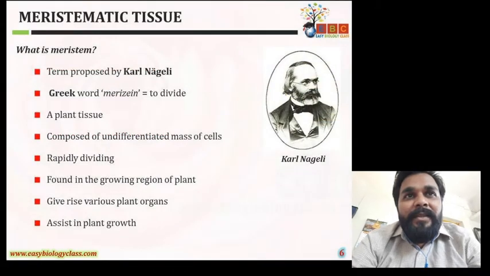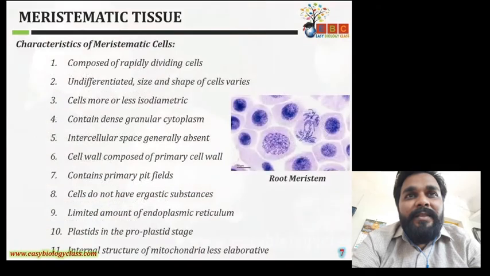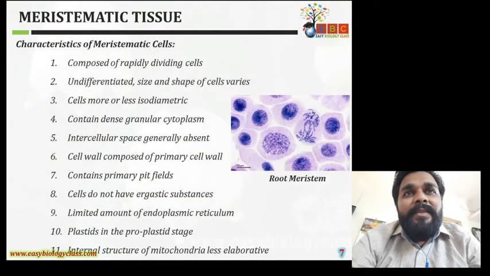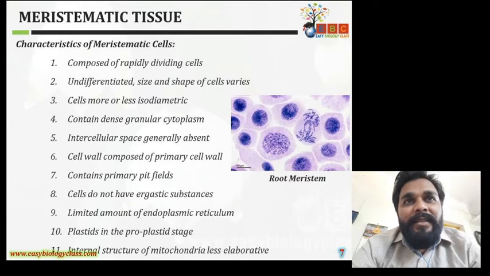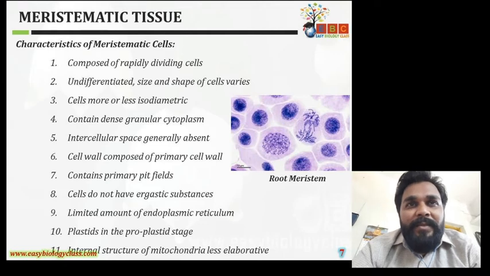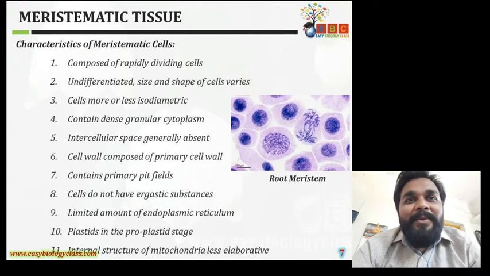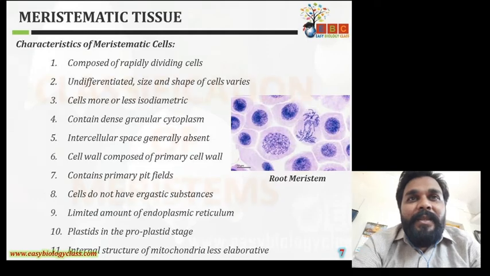Okay, these are some characteristics of the meristem. They have dividing capacity, they give rise to the various types of plant organs, and they are found in the growing regions. Then some characteristics of meristematic tissue: the cells are dividing cells, and they differ in size, shape and cells. They are isodiametric, containing granular cytoplasm. The cells have dense cytoplasm and the presence of plastids. Okay, these are some characteristics.